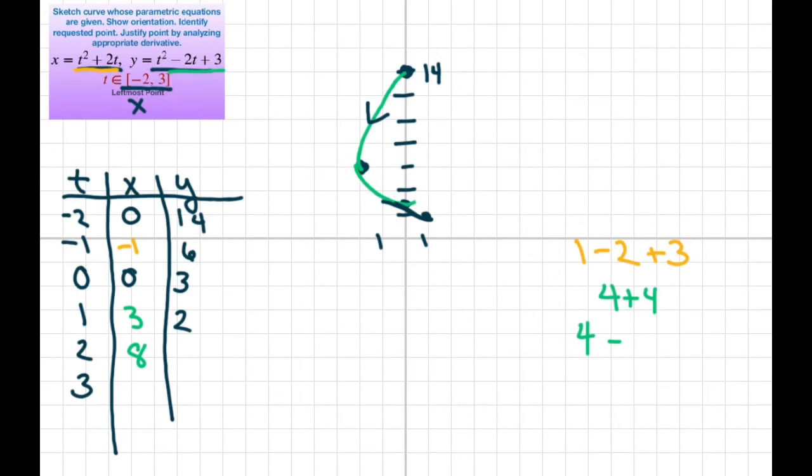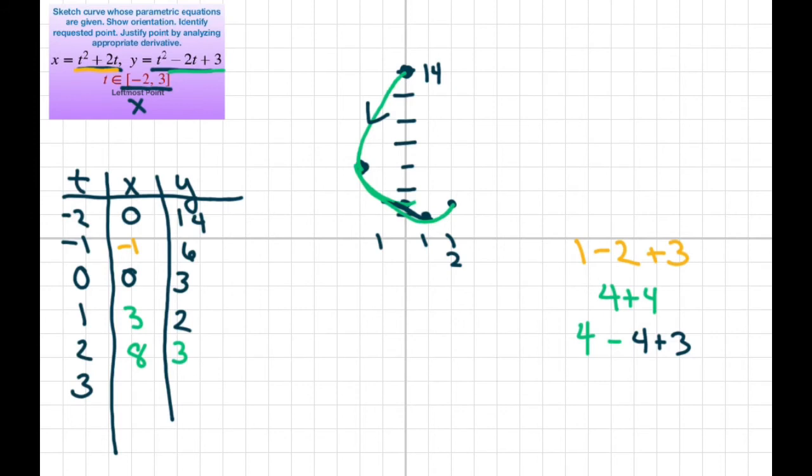All right. So now we're at 2. And 2 squared is 4 minus 4 plus 3. So at 2, we're at 3. And that's going to be right about there. So let's see, it keeps going around this way. And that was at 3.